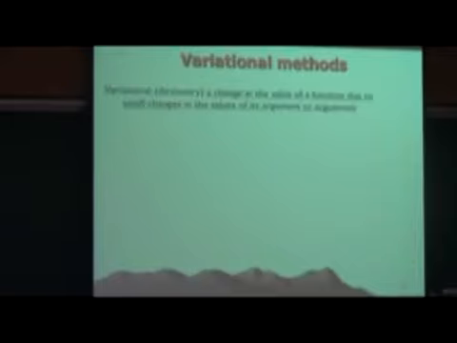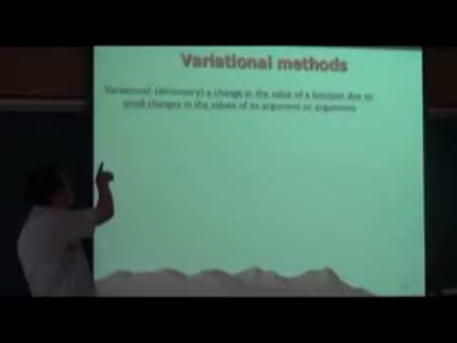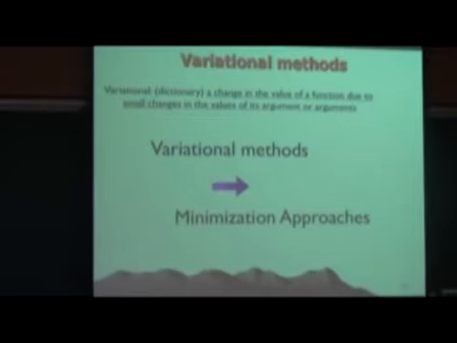So if you want to get rid of those problems, mostly you need to use variational methods. If you check the dictionary, what's variational? A variation means a change in the value of the function due to small changes in the value of its argument or arguments. So that means you do something, you perturb it. If the function value is changing, mostly if it's getting smaller, that's something you want.